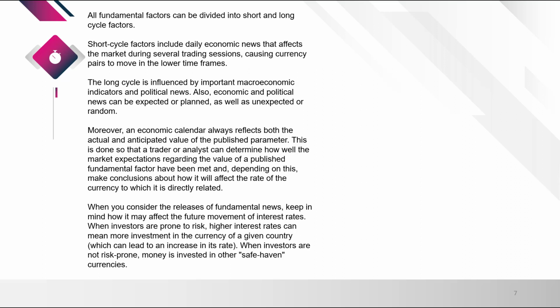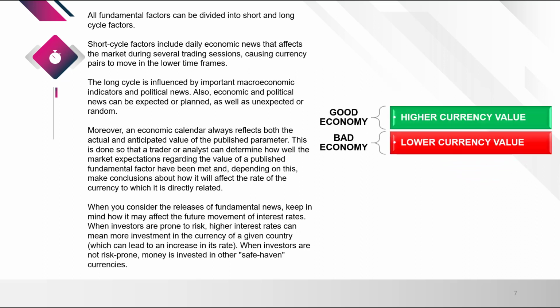When you consider the release of fundamental news, keep in mind how it may affect the future movement of interest rates. When investors are prone to risk, higher interest rates can mean more investments in the currency of a given country, which can lead to an increase in its rate. When investors are not risk prone, money is invested in other safe haven currency. So you can see that if a country has got a good economy, the currency generally has got high value.